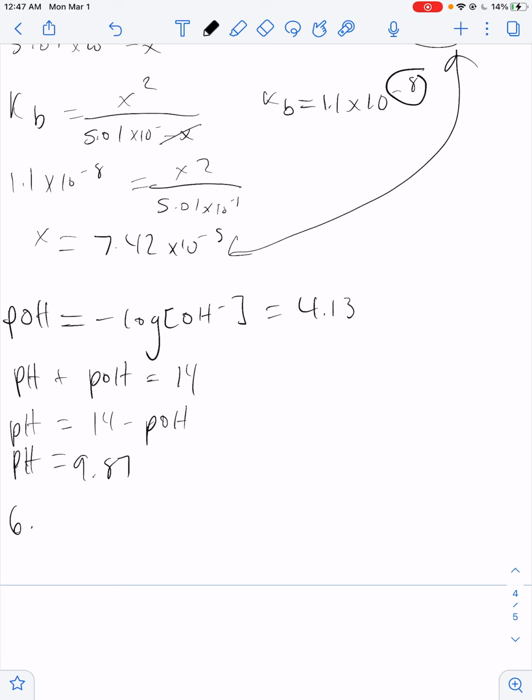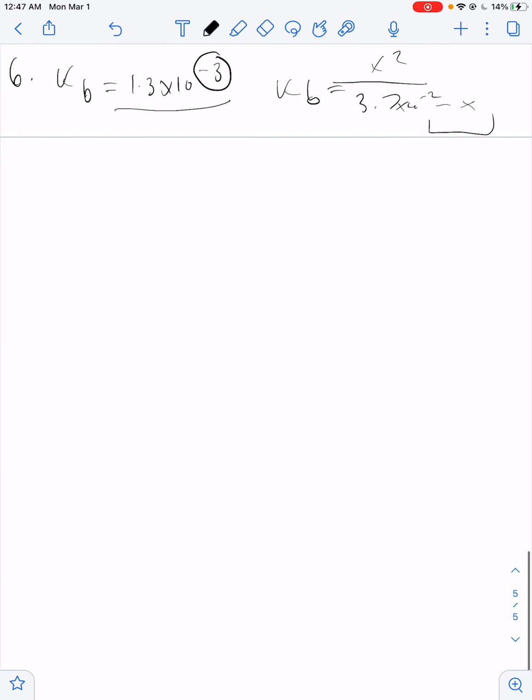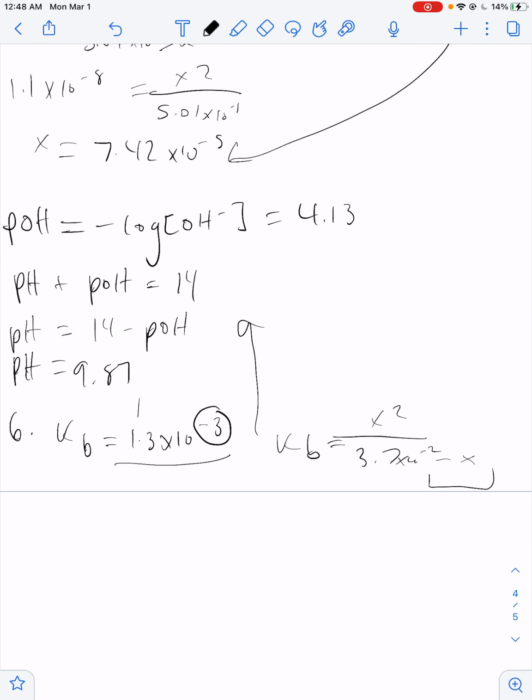The only difference here is since KB is 1.3 times 10 to the negative 3, you cannot assume that in your KB, you cannot assume that this x is irrelevant because the KB is too big. So you just have to use the quadratic formula for this one. That's the only difference. And then once you have x, you just do the exact same stuff as right here.